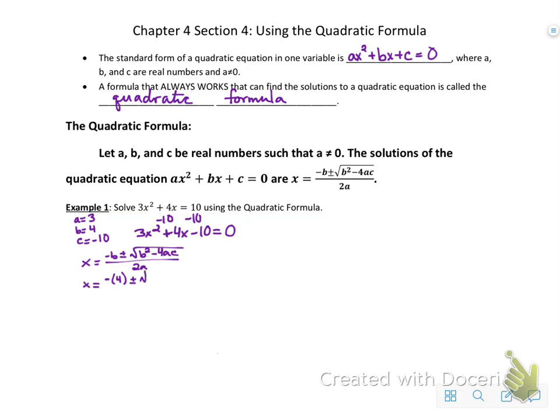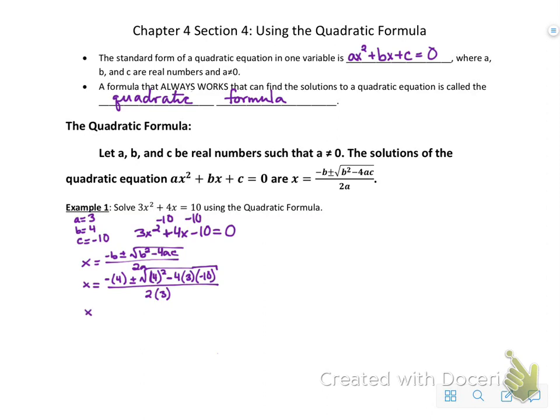Plus or minus the square root of b squared. Well, our b is 4. Minus 4 times our a, which was 3, and times our c, which was negative 10. Over 2 times our a, which was 3. So we filled it in. Everything's in the right spot. Now we can simplify, right?